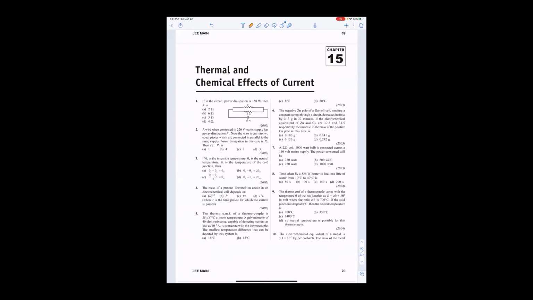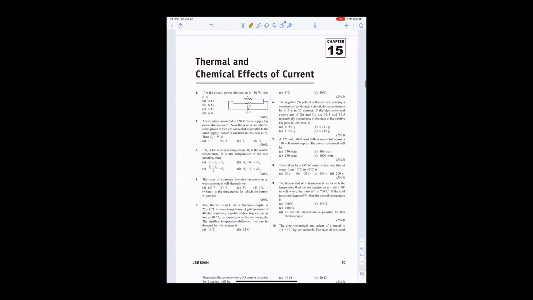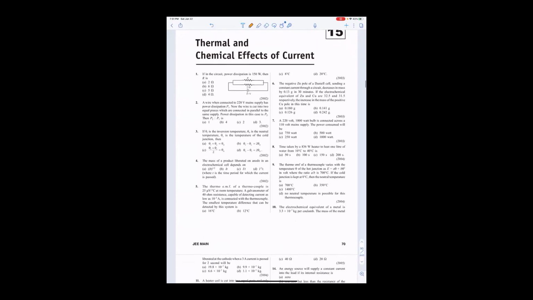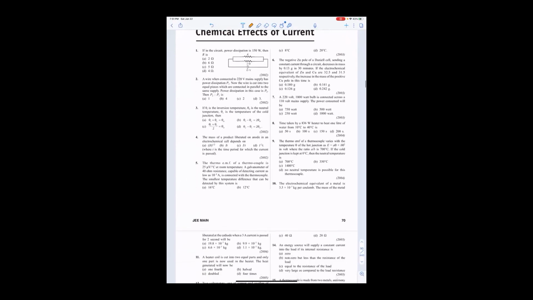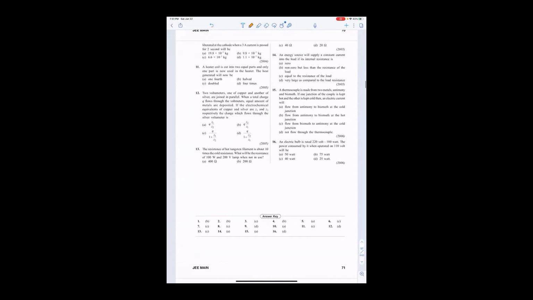Thermal and chemical effects of current. It's like heat energy produced due to this. Power questions. If you want, in the next session I'll do questions from this heat and continue with other chapters. So I'll do a few more questions from this and then do magnetism. Next week it is magnetism.